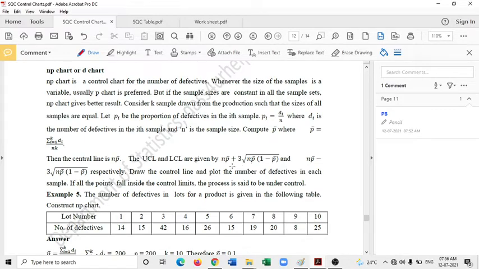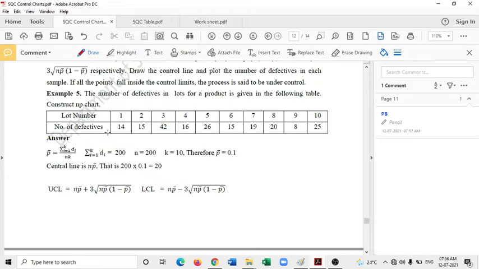Central line, upper control line and lower control line are np bar, np bar plus 3 root of np bar into 1 minus p bar, and np bar minus 3 root of np bar into 1 minus p bar. The scalar multiplication by 3 is to get the standard mu plus or minus 3 sigma, that is, 3 sigma limits. So that is about the construction of control lines based upon the number of defectives, or the NP chart.